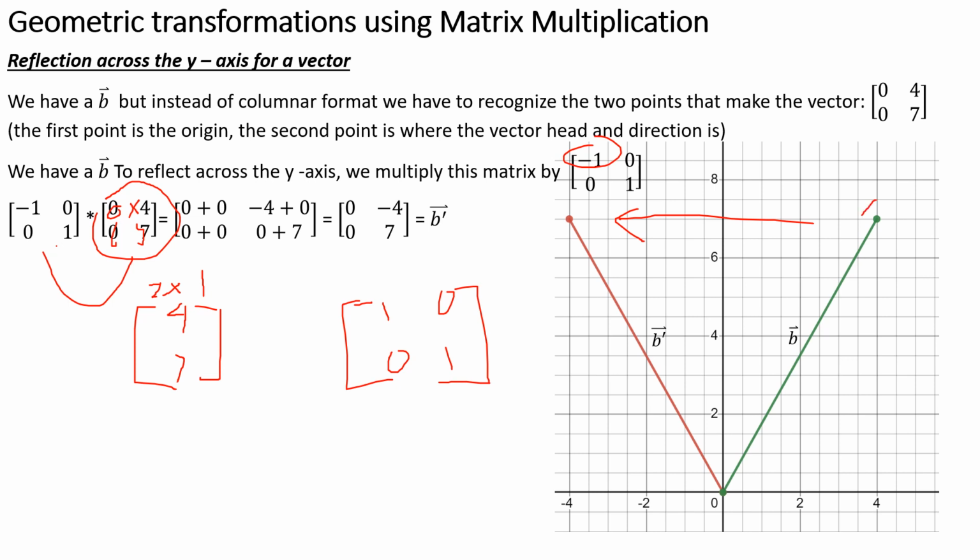Here is my 4, 7, and I really should put parentheses or angle brackets, it's a coordinate. And what's the other one? 0, comma, 0, x and y. And that's why I've done this right here. When I multiply it all out, it flips it across the y-axis.